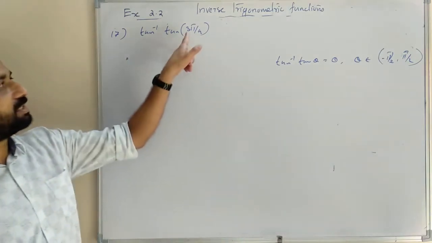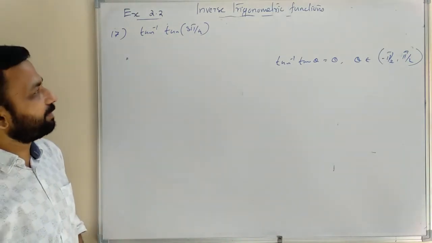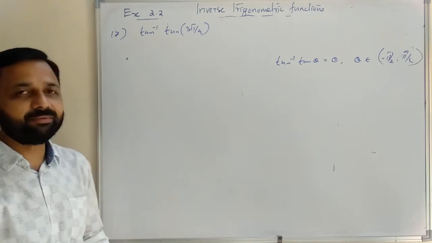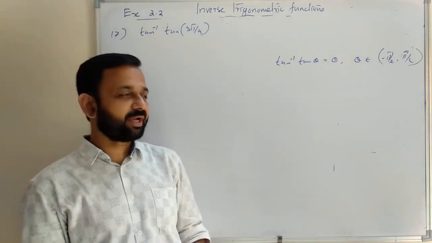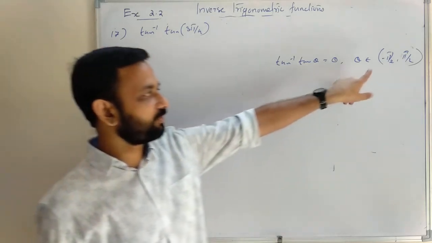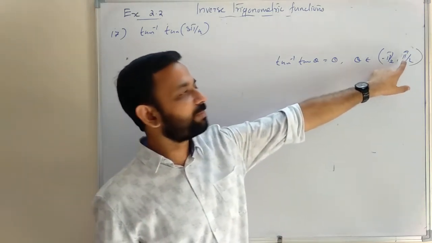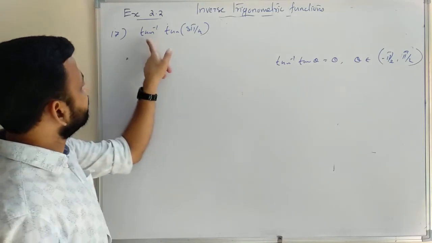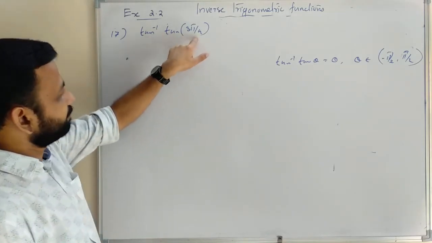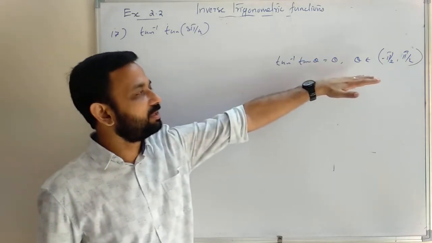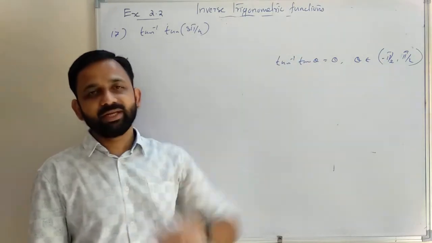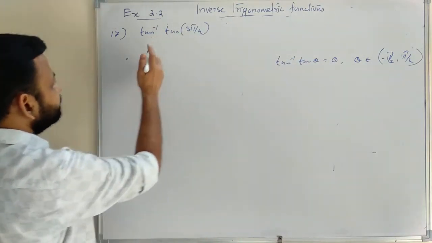And here 3π/4. π/4 is equal to 45, and 3 into 45 is 135. 135 is not in between −π/2 and π/2. Therefore, we cannot write tan inverse tan 3π/4 equal to 3π/4. The reason is that 3π/4 does not belong to that interval. So we have to change this.